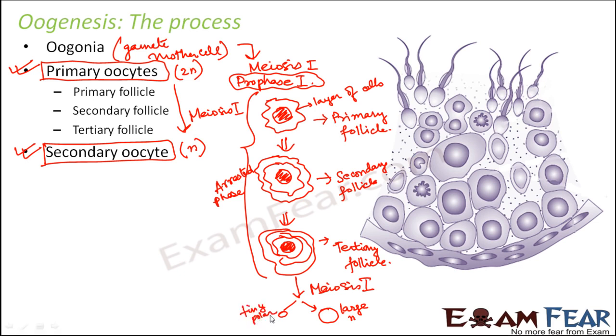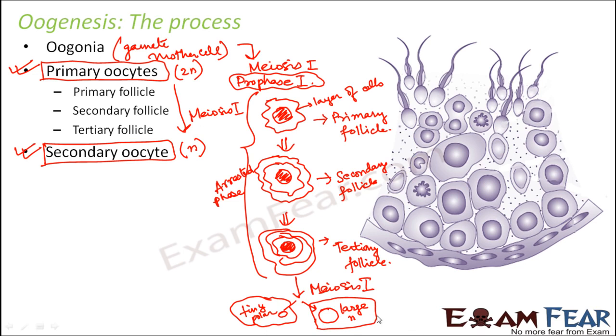So this was also haploid, but it was a very tiny polar body. So this cell got ignored. Ignored in the sense that what happened to this tiny polar body is not exactly known. But there are some theories which say that these tiny bodies get degenerated. So not much attention was paid to the tiny polar body, but a lot of attention was given to this large haploid secondary oocyte which was formed.